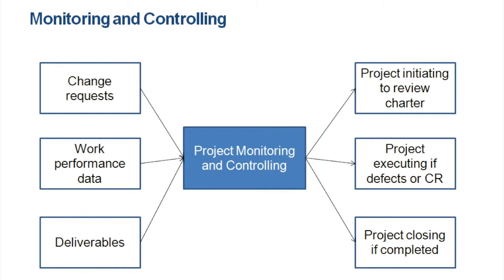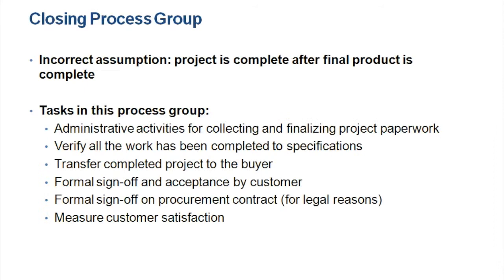So, monitor and control, you have your change request, you have your work performance data, your deliverables going in, and then you have your project initiating to review the charter, and then it might go into executing, which is going to tell you your defects or change request, and lastly, it might go into project closing. So what I mean is, the things that are going into monitoring and controlling are going to affect the rest of the process groups as well. That's what this diagram is showing.